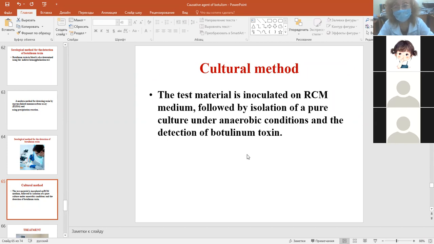I told you about the stages of isolation of pure culture of strict anaerobic bacteria, you know them. So for all Clostridia, if you are going to isolate Clostridia, you should follow these steps: RCM broth, then blood sugar agar, and then again RCM broth for pure culture isolation.